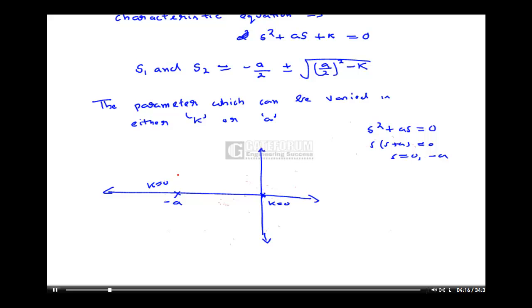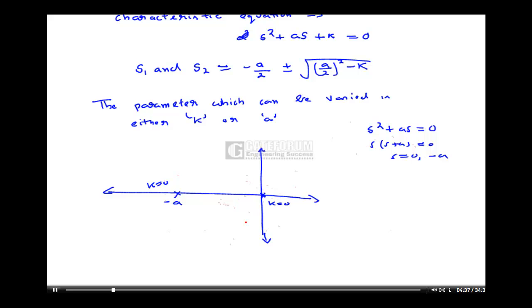Now if I increase my K value, there are two things. One root locus depends on K value from 0 to infinity. Another root locus, which is called complementary root locus, is for K equal to 0 to minus infinity. We'll see that also. What's the difference between the root locus and the complementary root locus?